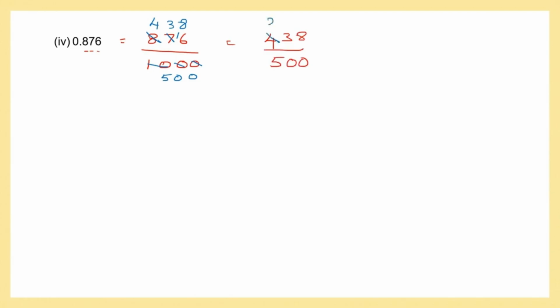2 twos are 4. 2 ones are 2. Carry 1. 2 nines are 18. This also by 2. 2 twos are 4. Carry 1. 2 fives are 10. And bring down the 0. So I've got 219 by 250. 219 by 250.